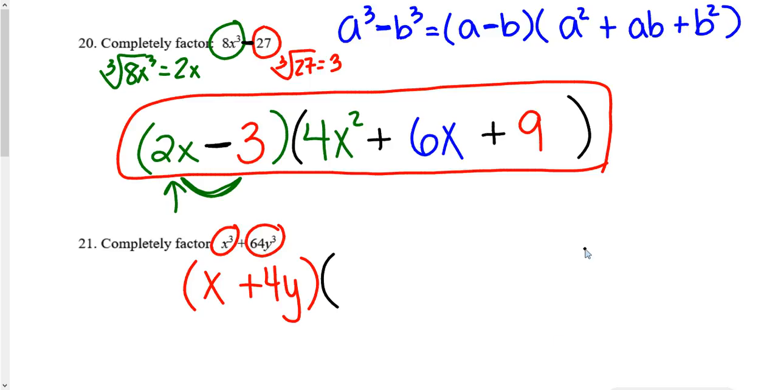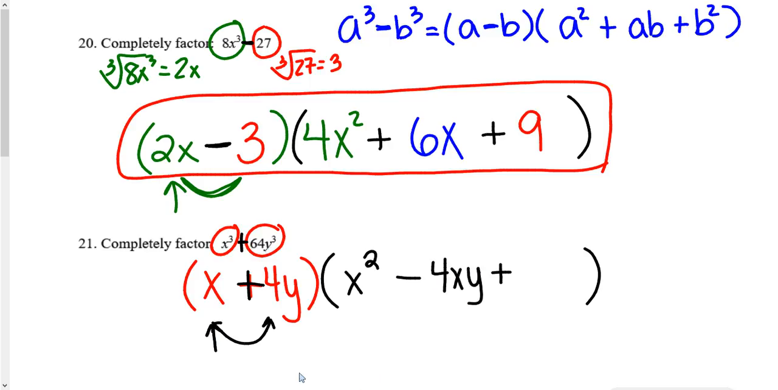When I go to make my second factor, whatever sign I had in the problem, the first sign was the same. The next one was the opposite, and the last one's always positive. Now I just need to follow my pattern. I square the first thing, that's x squared. Then I get the product of the two, so that's x times 4y, which is 4xy. And then I square the last thing. 4 squared is 16, y squared is y squared.